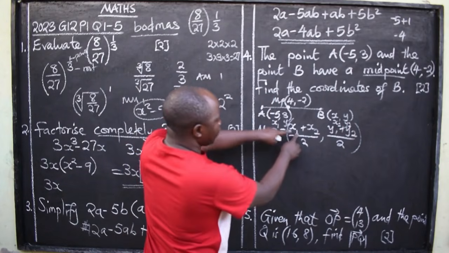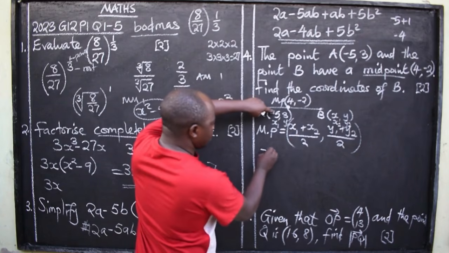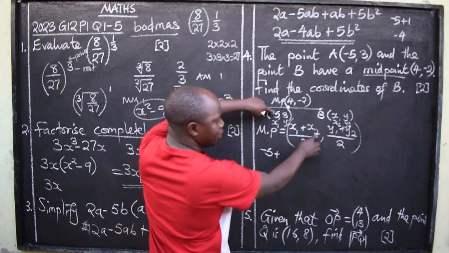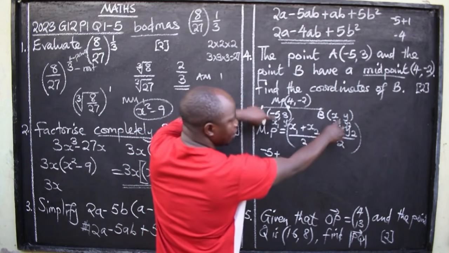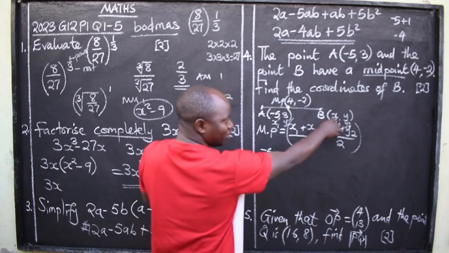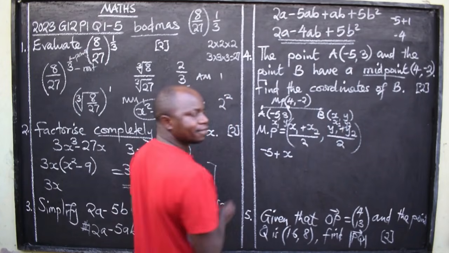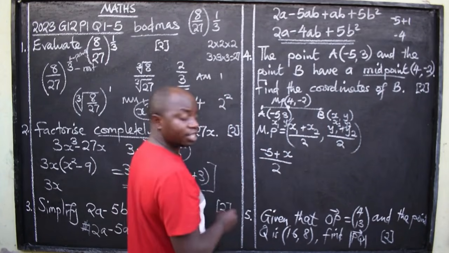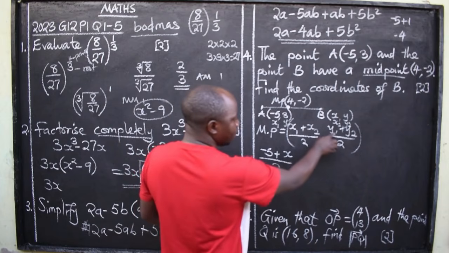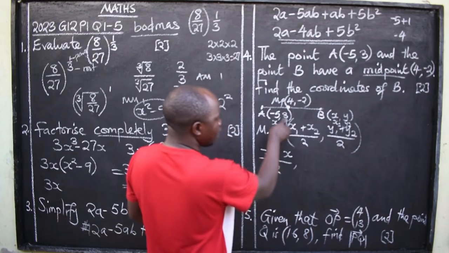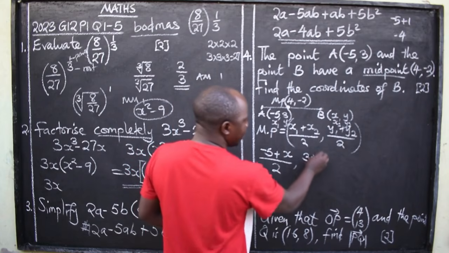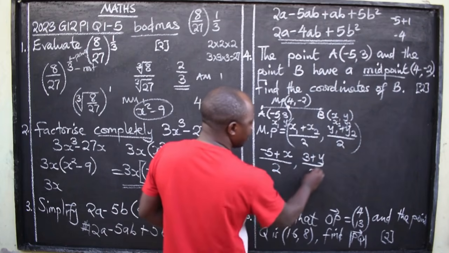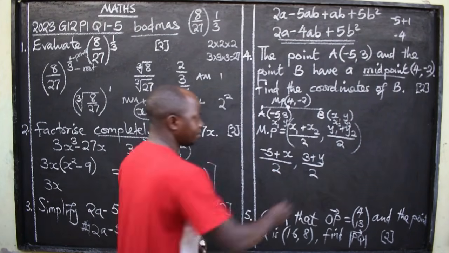So what is our x1? -5. So we have -5 here. What is our x2? Here, x2 is x. We want x there. So x divided by 2. You see that? Comma. What is our y1? What is our y2? Y2 is 1, divided by 2. Like this. I see that?